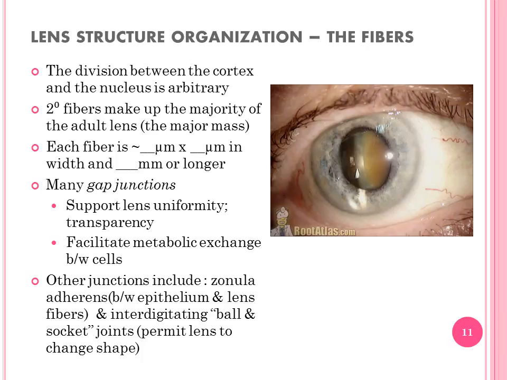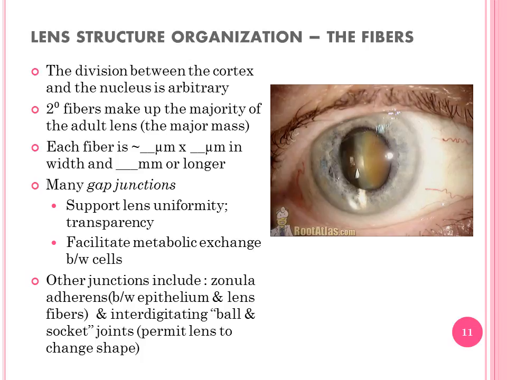Secondary fibers make up the majority of the adult lens. So we said that those are from the fetal nucleus. So that's the major mass of the lens. Okay, so some more numbers for you guys. Each fiber is about 2 micrometers by 10 micrometers in width, and they're about 7 millimeters or longer.